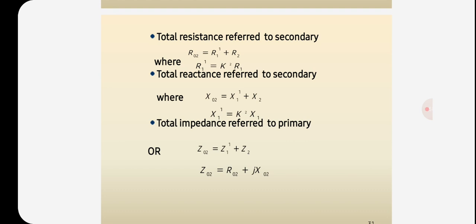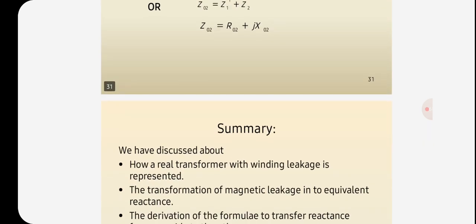The total resistance referred to secondary, R02, is equal to R1 dash plus R2, where R1 dash is equal to K square R1. The total reactance referred to secondary, X02, is equal to X1 dash plus X2, and X1 dash is equal to K square X1. The total impedance referred to secondary, Z02, is equal to Z1 dash plus Z2, that is, Z02 is equal to R02 plus jX02.